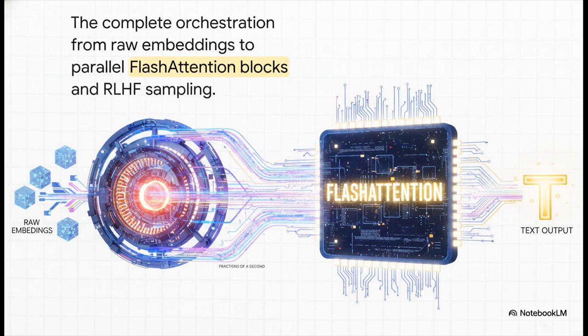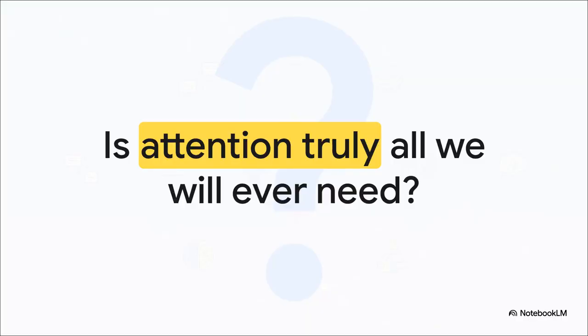It is an absolutely staggering feat of mathematical and engineering orchestration, and it's happening in fractions of a second for every single word generated. Which leaves us with a massive open question about the future. As we continually hack our way to 1 million token contexts using advanced positional scaling and infinite ring attention loops, we are pushing silicon to its absolute physical limits. So, will hardware bandwidth eventually force us to abandon the attention mechanism entirely for a completely new architecture? Or is attention, optimally sharded and dynamically scaled, truly all we will ever need?